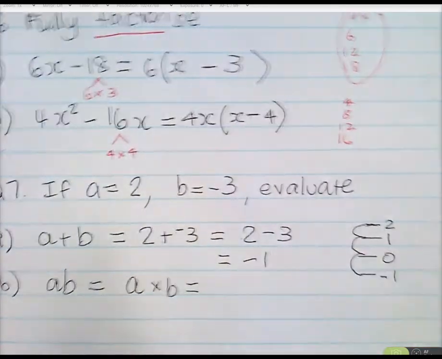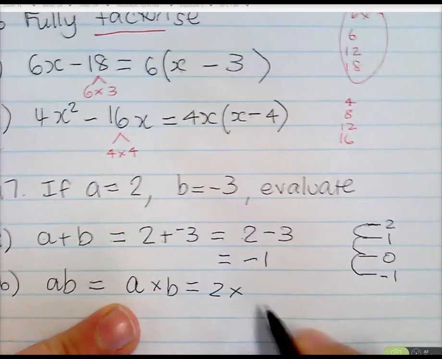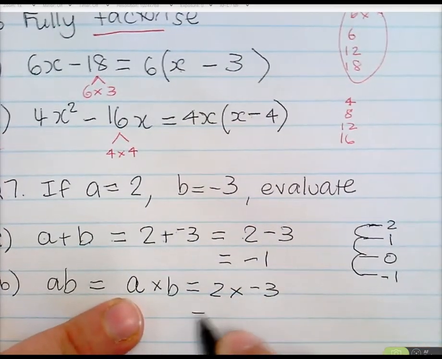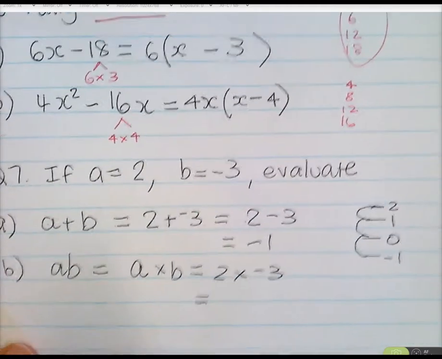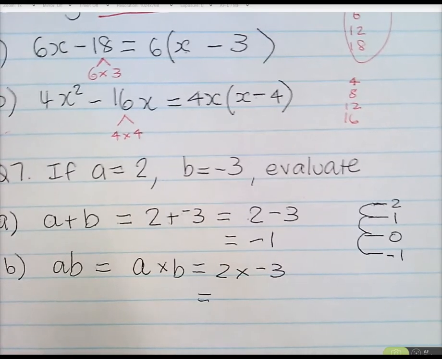So girls, what's A? 2. What's B? Negative 3. So what's 2 times negative 3? Well, what's a normal 2 times 3? 6.